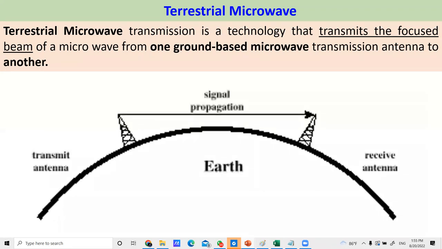Then look at the diagram here. Here you can identify the earth. Then in two locations there are large antennas. Signal propagation can happen between these antennas. One is known as the receiving antenna, the other one is known as the transmit antenna.